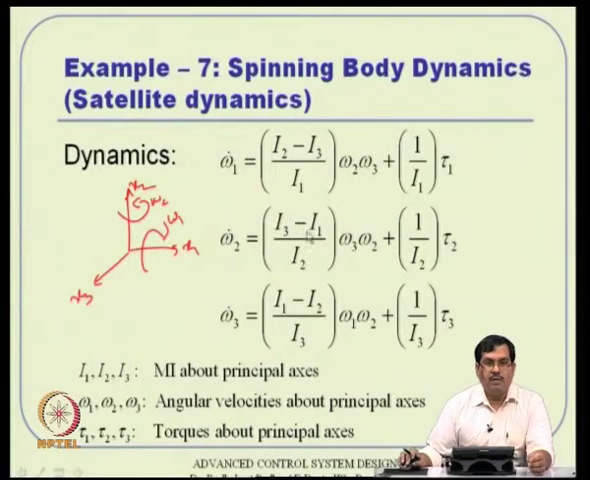So, it is still possible to write this in the state space form together. Remember, this is also a coupled equation, because omega 1 dot is coupled to omega 2 omega 3, omega 2 dot is coupled to omega 3 omega 1, like that. So, the effect is there if you really want to keep it.